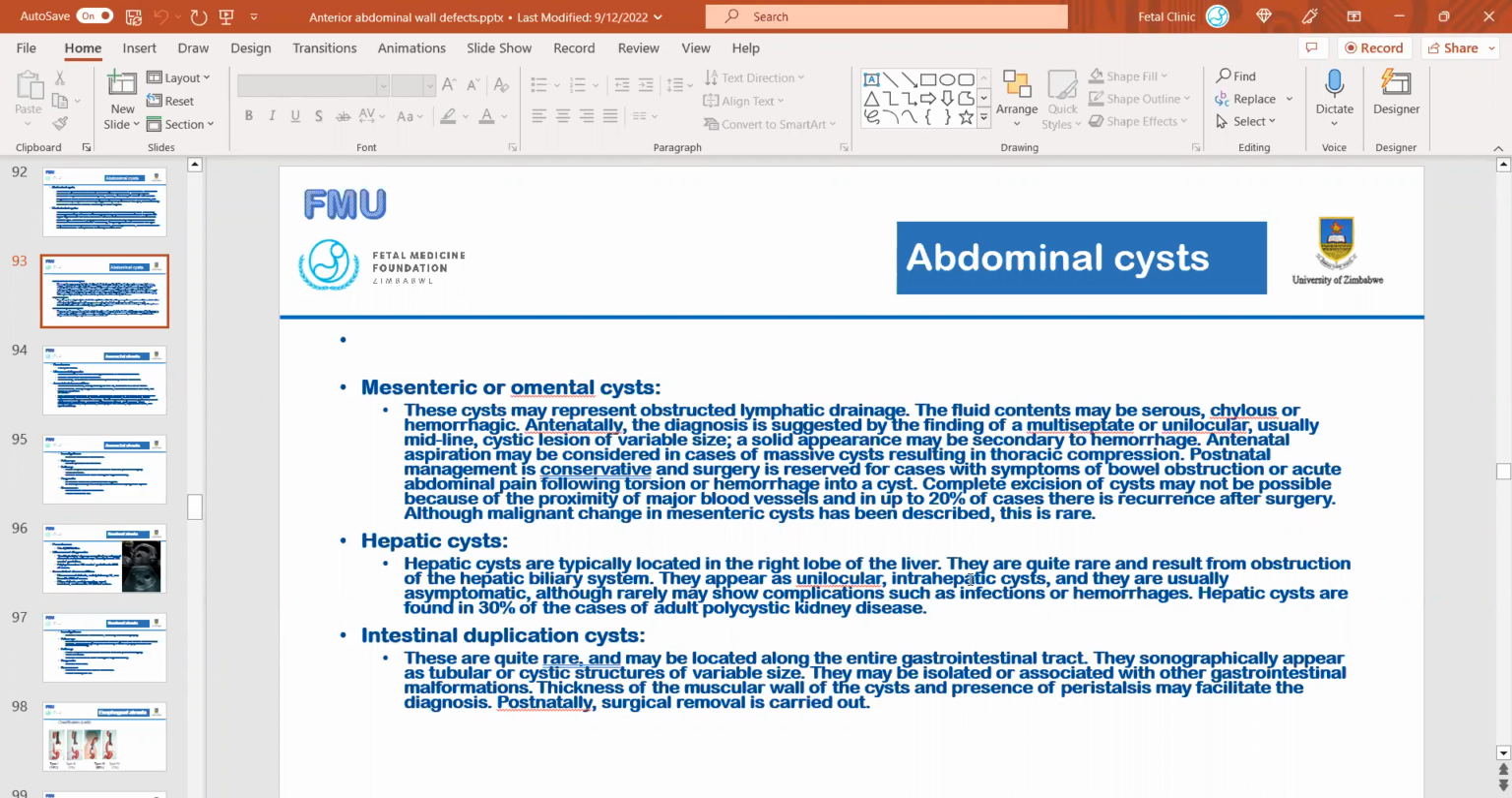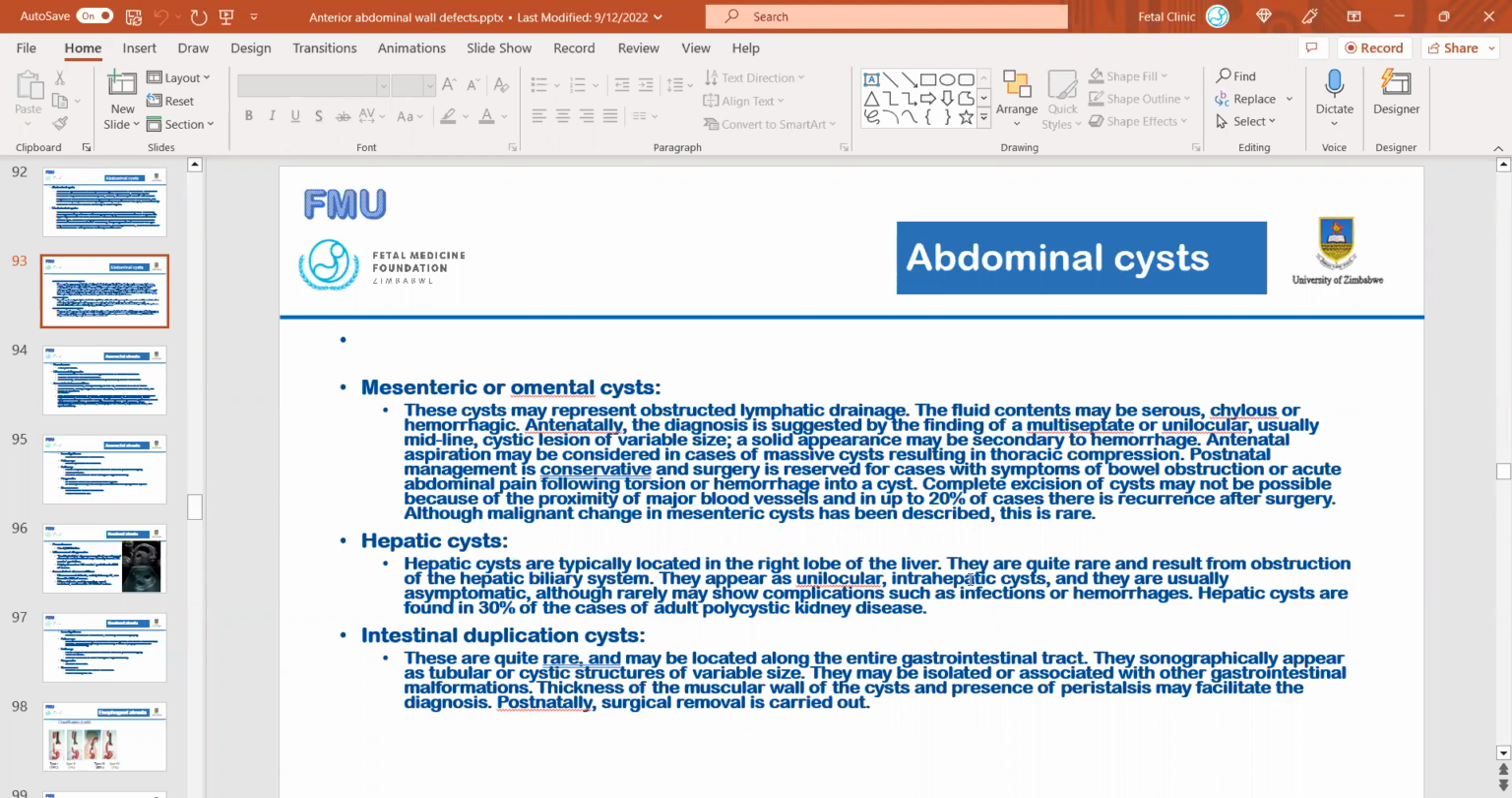Antenatal aspiration may be considered in cases of massive cysts resulting in thoracic compression, where you feel that they may impair lung development. Postnatal management is conservative, and surgery is reserved for cases with symptoms of bowel obstruction or acute abdominal pain following torsion or hemorrhage into a cyst. Complete excision of the cyst may not be possible because of the proximity of major blood vessels. In up to 20% of the cases, there's recurrence after surgery. Malignant changes in mesenteric cysts have been described. So that's mesenteric or omental cysts, normally on the midline.